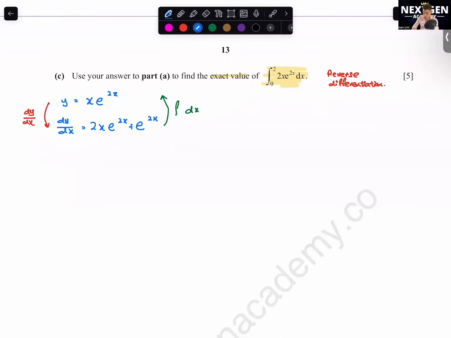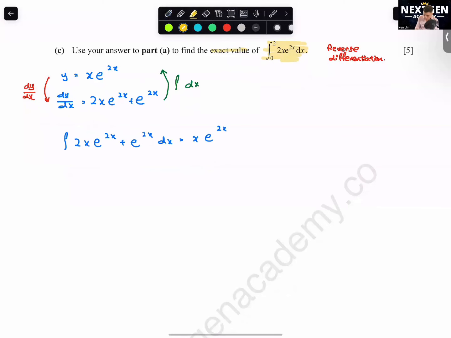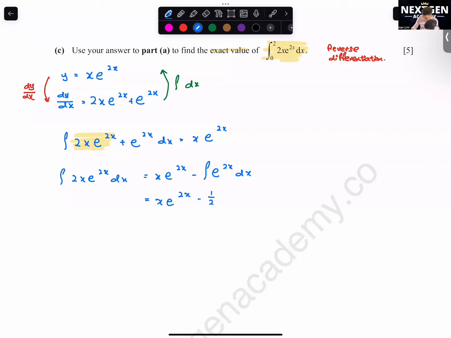So we write down the first equation first. Integrate 2x e 2x plus e to the power of 2x dx equals x e to the power of 2x. This is how we understand it. We are doing a reverse differentiation. However, we only want this part here, so this other part we bring to the other side. So the integral of 2x e 2x dx equals x e 2x minus the integral of e to the power of 2x dx, which gives x e 2x minus 1 over 2 e to the power of 2x plus c.